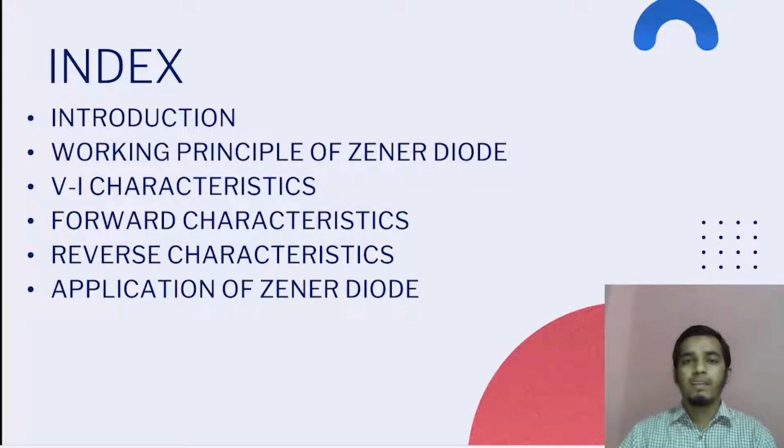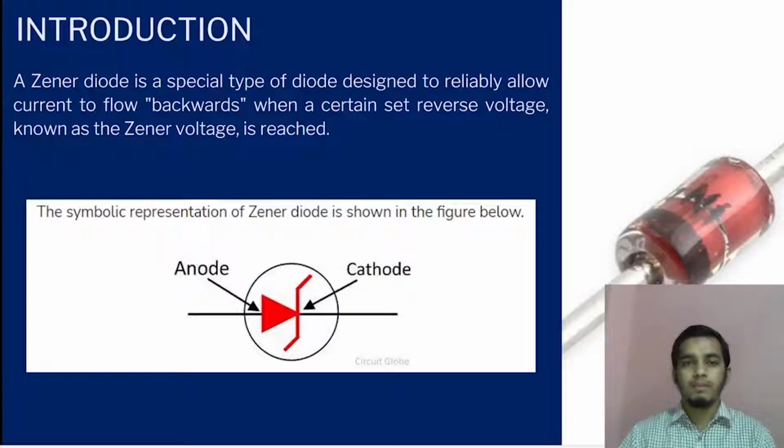Now here is the index of our presentation. Firstly, we'll have a brief discussion on Zener diode, then the working principle of Zener diode. After that, our second group member will talk about the VI characteristics and details about them, and finally, our third group member will end the presentation by describing the application of the Zener diode. So at first, what is a Zener diode?